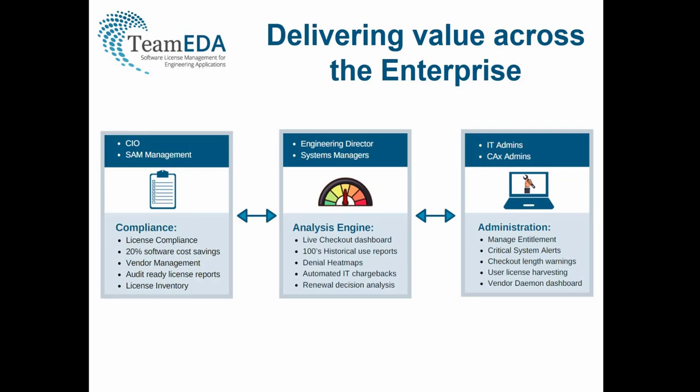And then on the right hand side we have IT admins, maybe your kind of computer aided manufacturing admins as well. So this persona really is looking at administration. So the entitlement, maybe they're managing options files. So we do syntax checking, kind of manage options files there. Critical systems alerts. So that's typically whether there's a system down, but also looking at capacity thresholds. So are we getting close to having too many denials? Are we getting close to capacity?